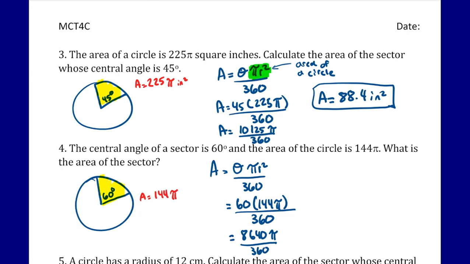And when I divide just the numbers, I get a nice value. So I get A equals 24 pi. So this one works out so I get a nice value. If we want the approximation, I can actually then multiply 24 times pi and get a value of 75.4. And this would be, we don't have any units, but units squared.